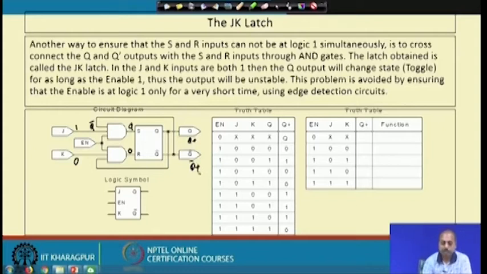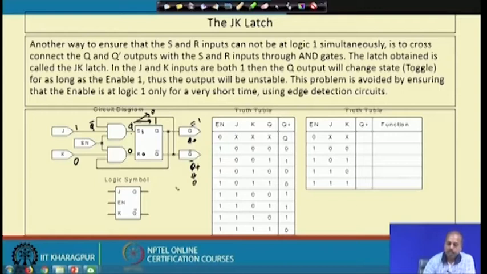So, the previous Q bar was coming here, and that is ANDed with J equal to 1. Now, there are two possibilities: this Q may be equal to 0 or this Q may be equal to 1. Now, if this Q is equal to 1, in that case this S input is 1 and R input is 0, as a result this SR latch will be set. So, Q plus will become equal to 1 and Q bar plus will become equal to 0.